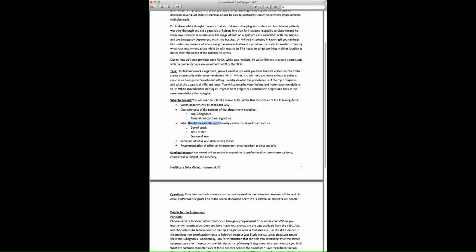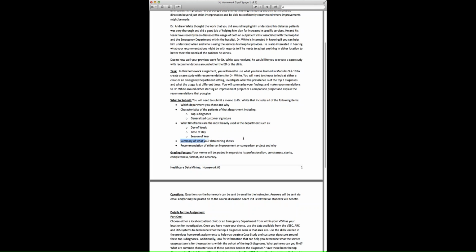We also want to know what time frames are the most heavily used in the department. So we want to know things like day of week, time of day, and whether there is a season of the year. When is this department most heavily used? And then you want to have a summary of what your data mining shows. You need to identify your department and why, identify the characteristics of those patients, identify the time frames, and then put together a summary paragraph.